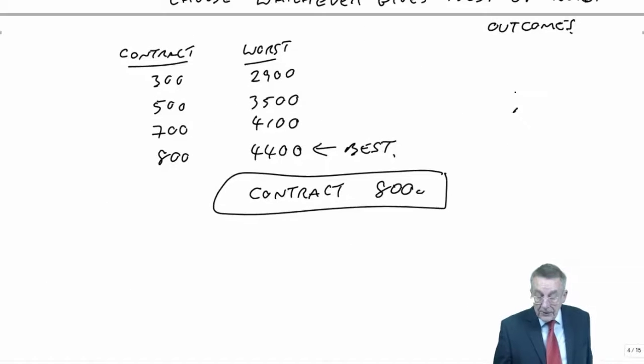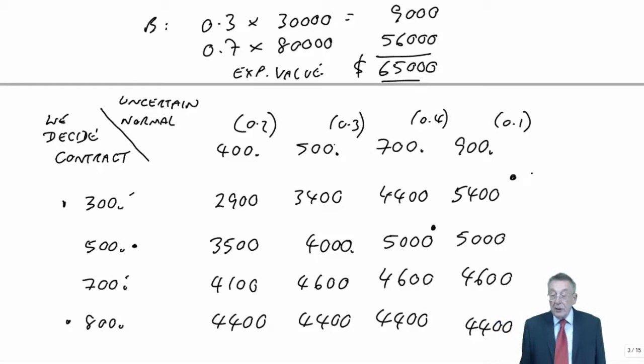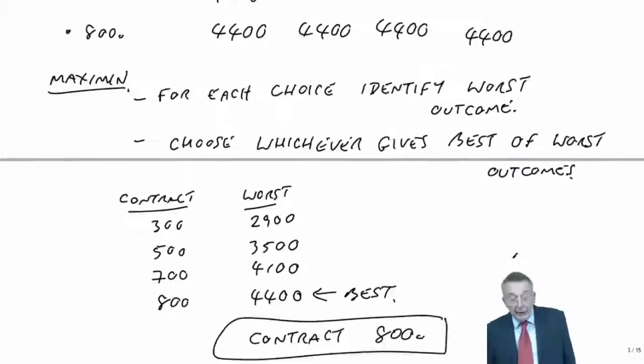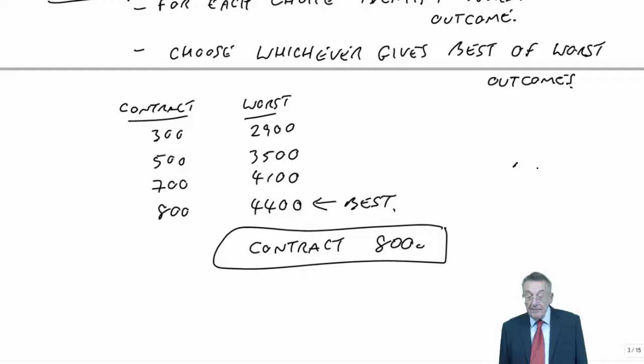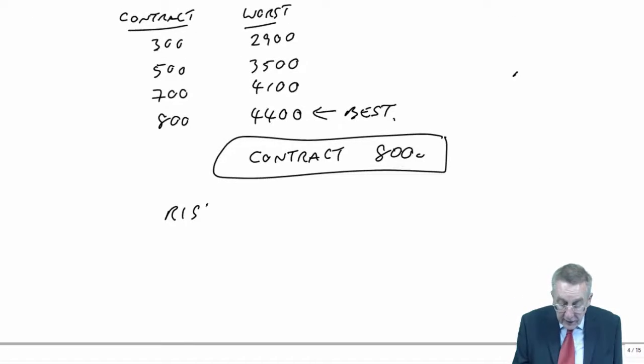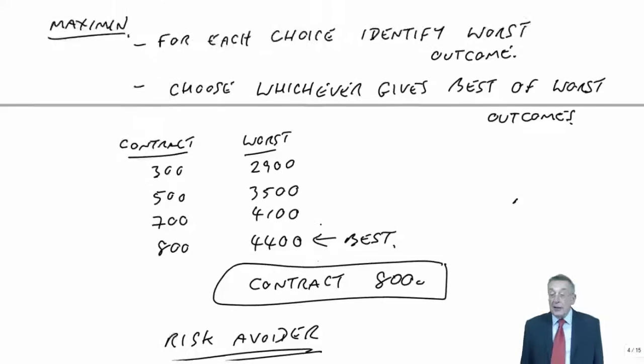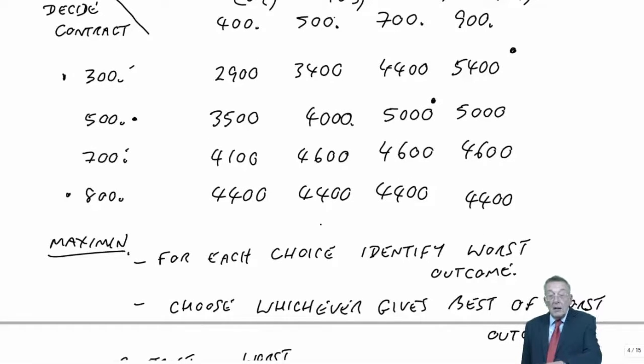You know, if we'd have contracted 300 and demand had been 900, we could have got a lot more. So you've lost the chance of doing better, but you've guaranteed that you can't do any worse. And in fact, people who make the decision on that sort of basis, we say are risk avoiders. We're not prepared to take the risk of going for a higher return, because if we did contract 300, we could get a lot more, but there's a risk of getting a lot less.